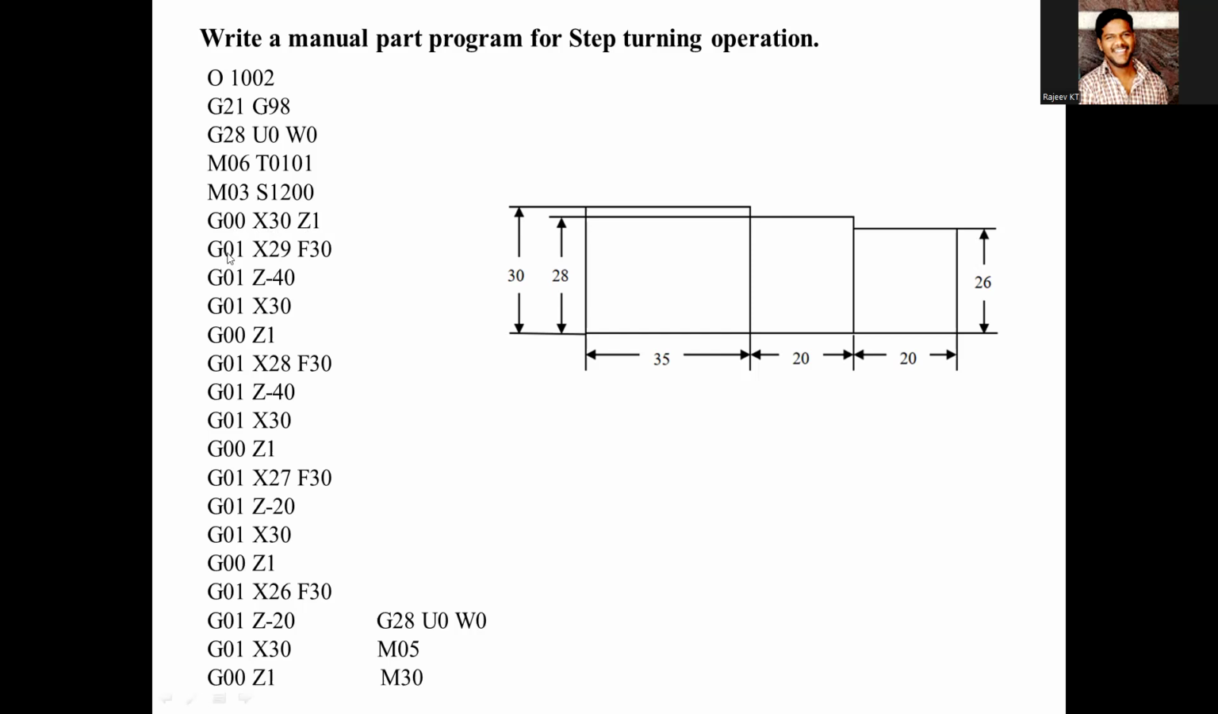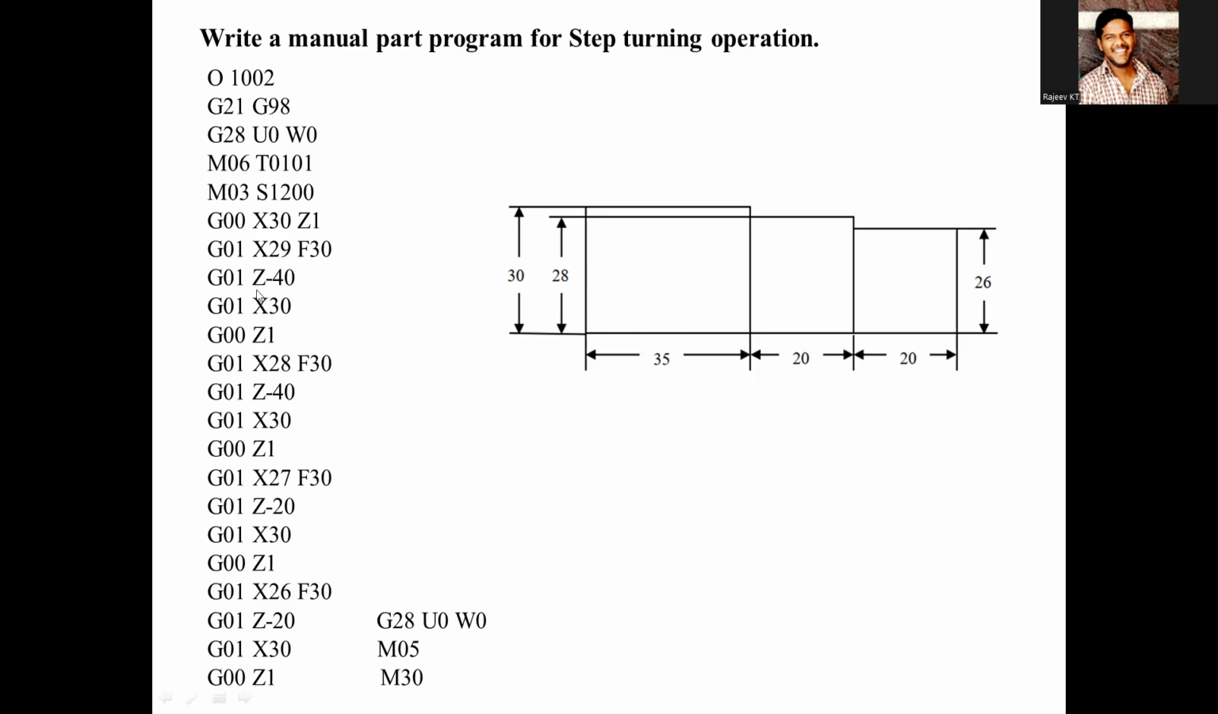Next, in a linear manner, G01 linear interpolation, X29, meaning 1 mm depth, it will move, then up to X40, because from 30 to 26 we have to remove for this first step. Next, the second step is up to 28. So I can remove 2 mm for a length of 40 in a single stretch. Then later I can remove this one.